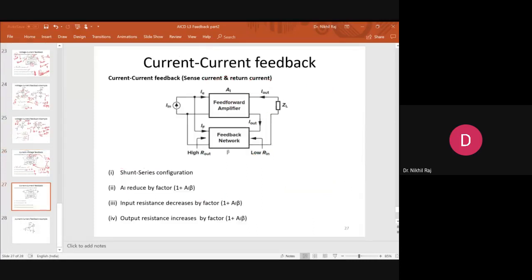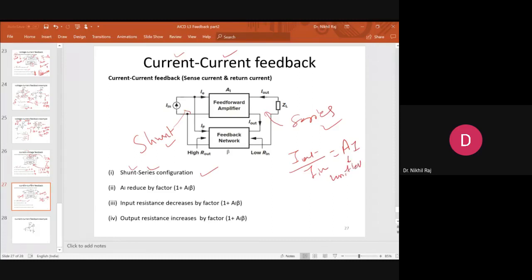Then the fourth observation is your current feedback. Again, we have to sense the current and return the current. Sensing the current means again a series connection will be there. Sensing means series connection, and we have to return the current to the input. So in the input we have to add or subtract the current. This means we have to do the shunt configuration. So it is called the shunt-series configuration. Now what type of amplifier is it? Current to current ratio. We are taking Iout by Iin. So it is nothing but your current amplifier. Current amplifier means it is unitless. This means my beta should also be unitless.